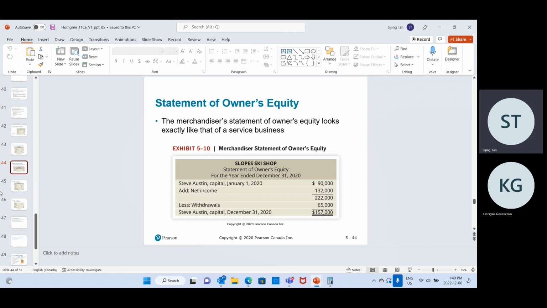Now, the statement of owner's equity. The statement of owner's equity is exactly the same as in chapter 4, so there's no change. We start with the beginning balance of the capital, add any net income or deduct any net loss, and then less the withdrawals or plus the investment, right? Then we have an ending balance of the capital. So it's exactly the same between a service company and a merchandise company.